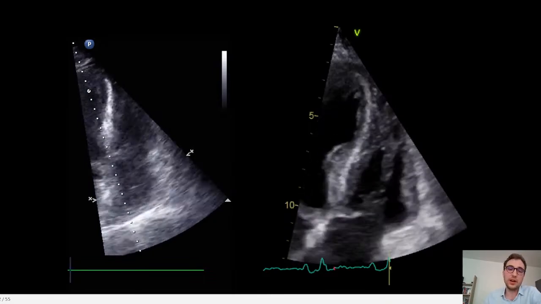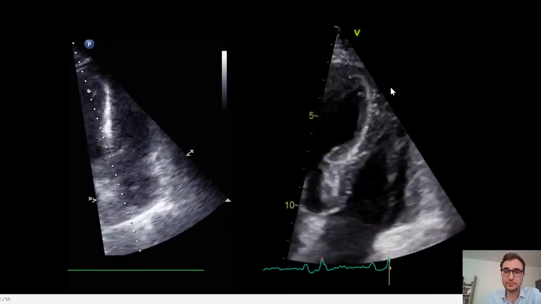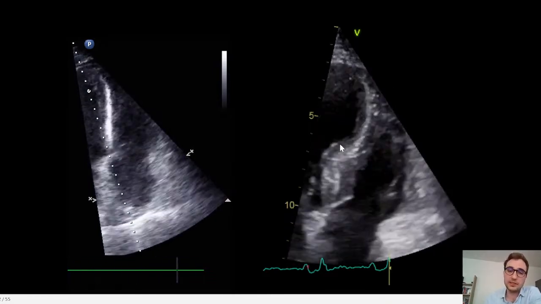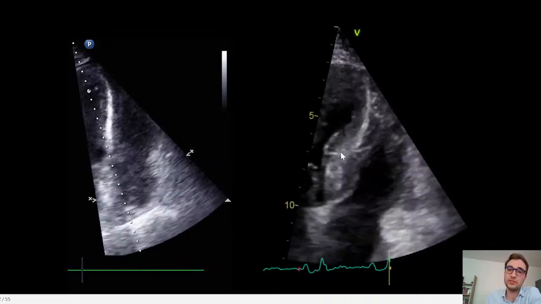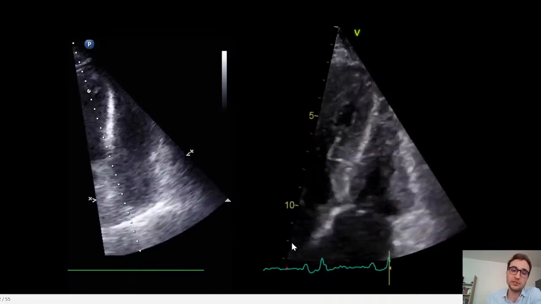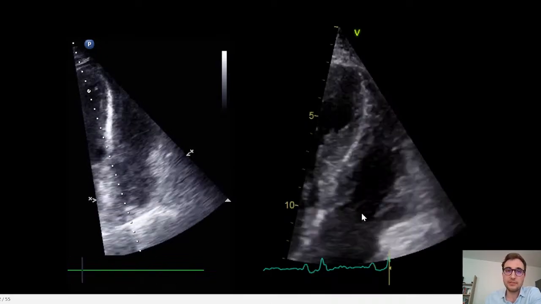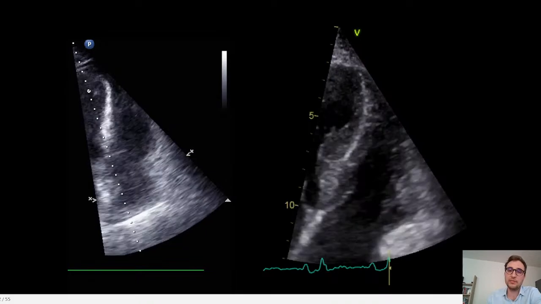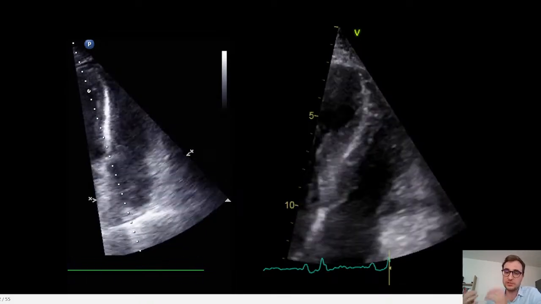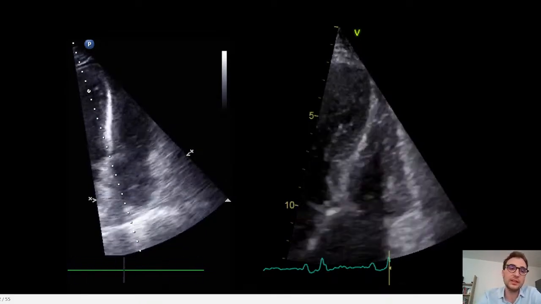He underwent a heart transplantation, and this is his echo just a few weeks after the transplantation, completely different. Still, we have a completely different right ventricular function just by taking a glance of it.